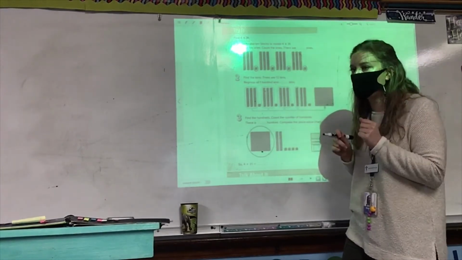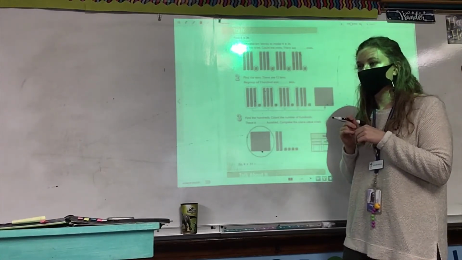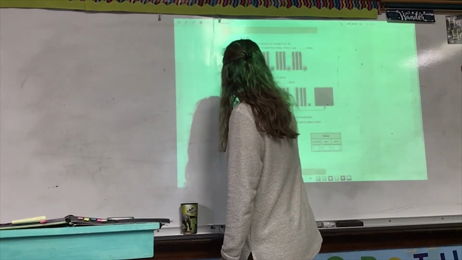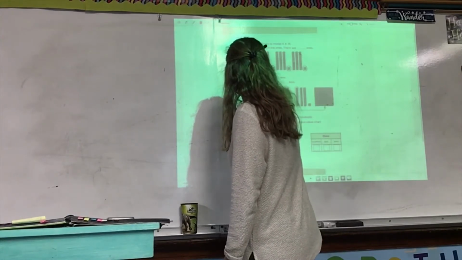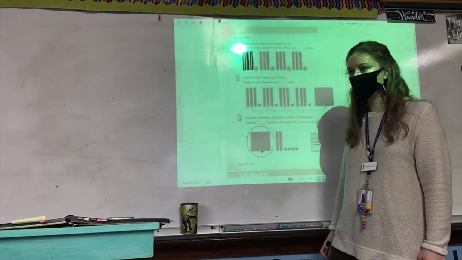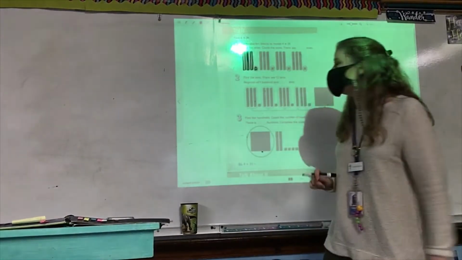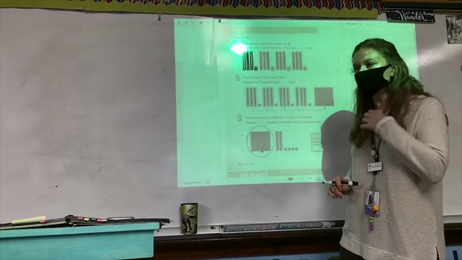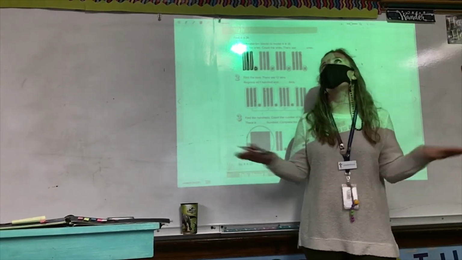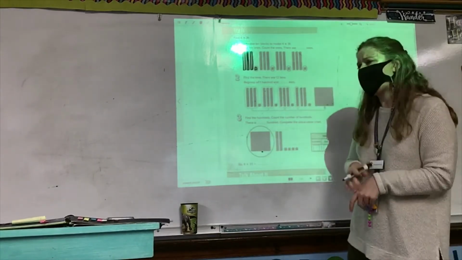So first, how do I model 31, Kingston, without looking? We have to have 3 10 rods. 1, 2, 3. Okay? That's 30. How do I model 31? Then you have to add 1 ones cube. Okay, I've got 31. But what do I have to do to model 4 times 31? Do I draw 4 ones cubes? No. I saw that quite a few times. Absolutely not.